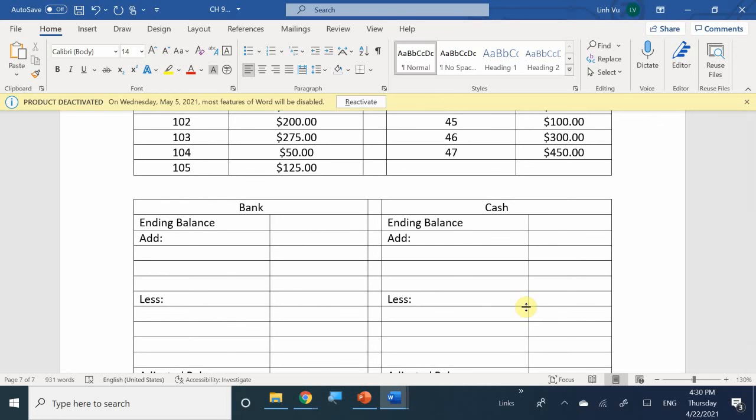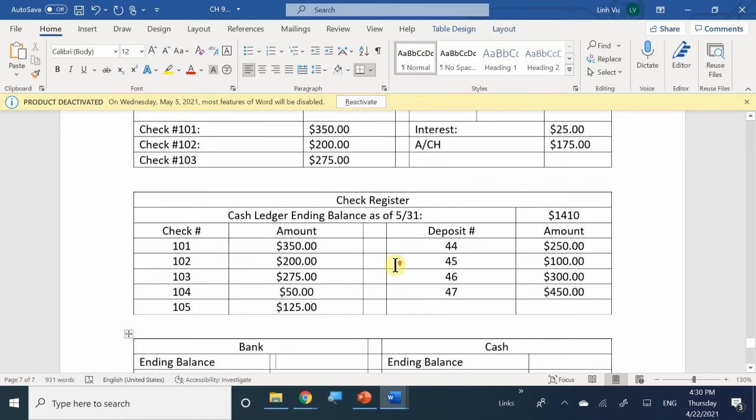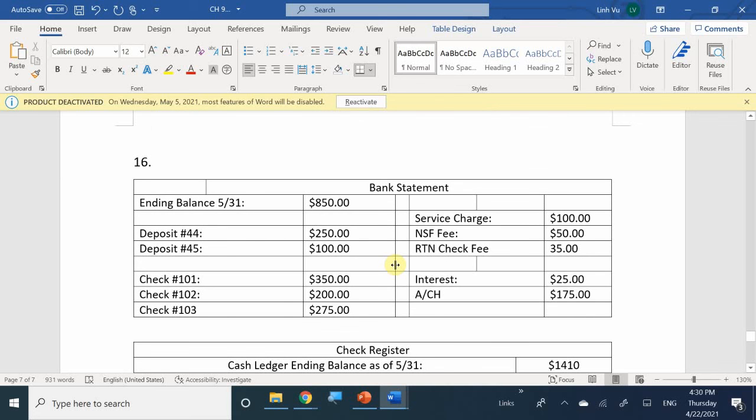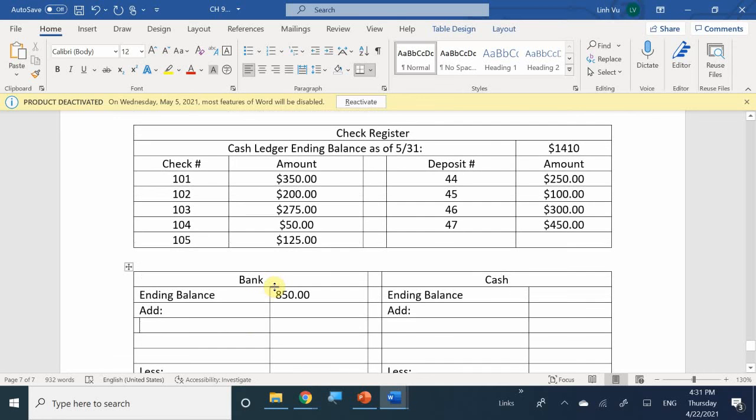Bank. All right. So first things first, once again, we're going to start off with the ending balance in our bank account. So what is that going to be? $850. $850. Okay. All right. What are we going to need to add on our bank side?